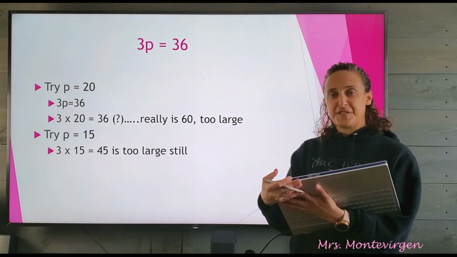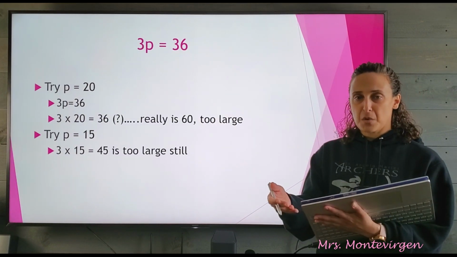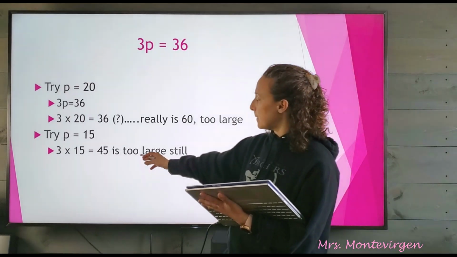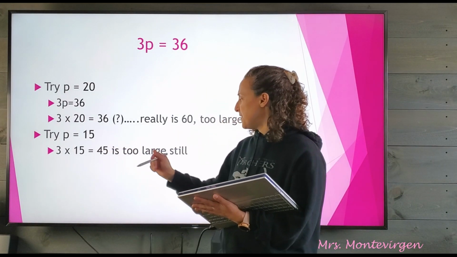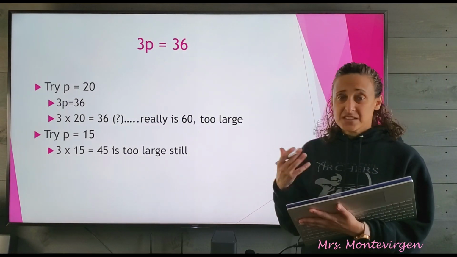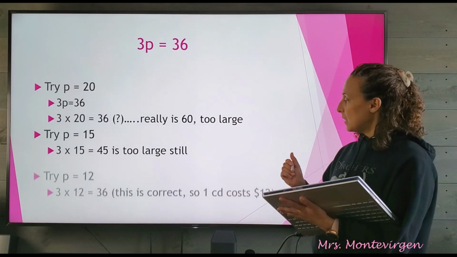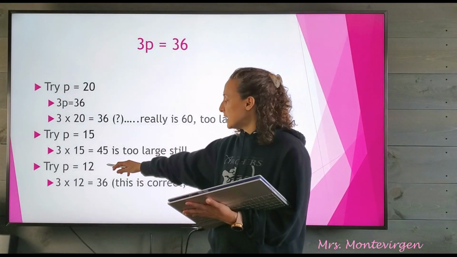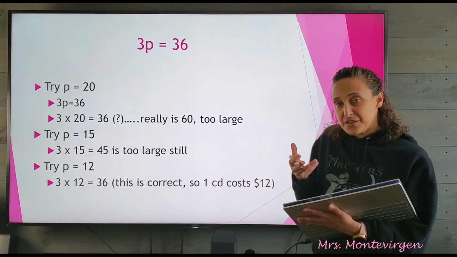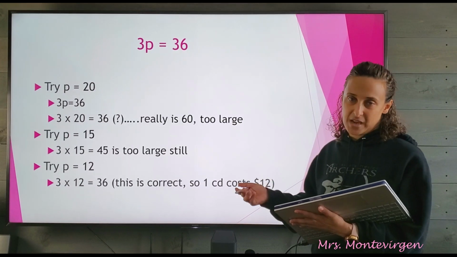Let's try 15. Again, keeping in mind that with systematic trial, it's just a matter of trial and error in order to figure out what it could possibly be. So I'm going to do 3 times 15, and once I put that into the equation, I get 45. Again, that's still too large because I need to get to that number of 36. And here, one last try, I would put 12 in there, and I would keep on substituting different numbers. That's the whole point of systematic trial. You try different numbers until you get to the answer.